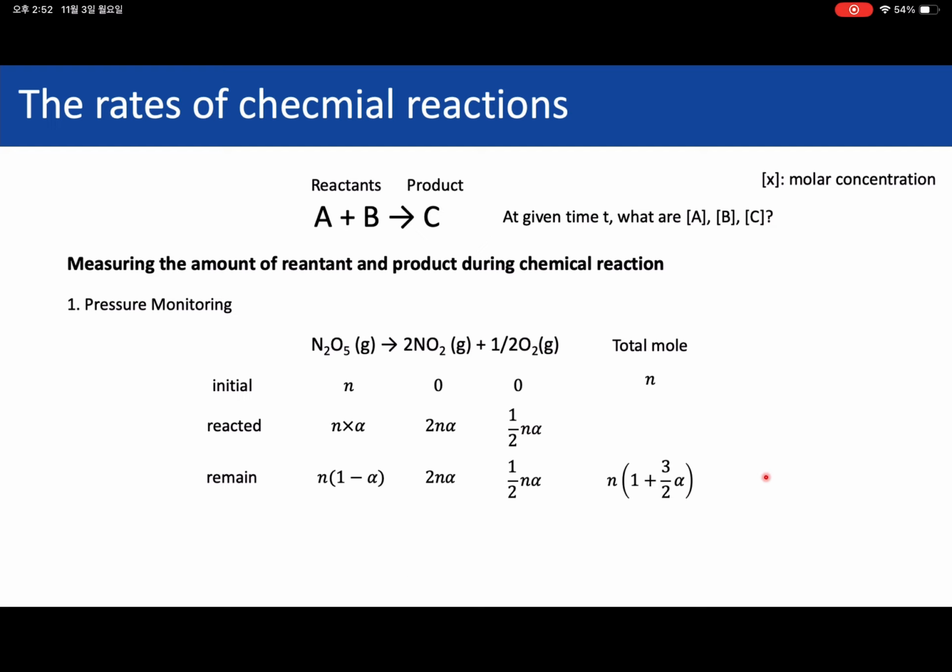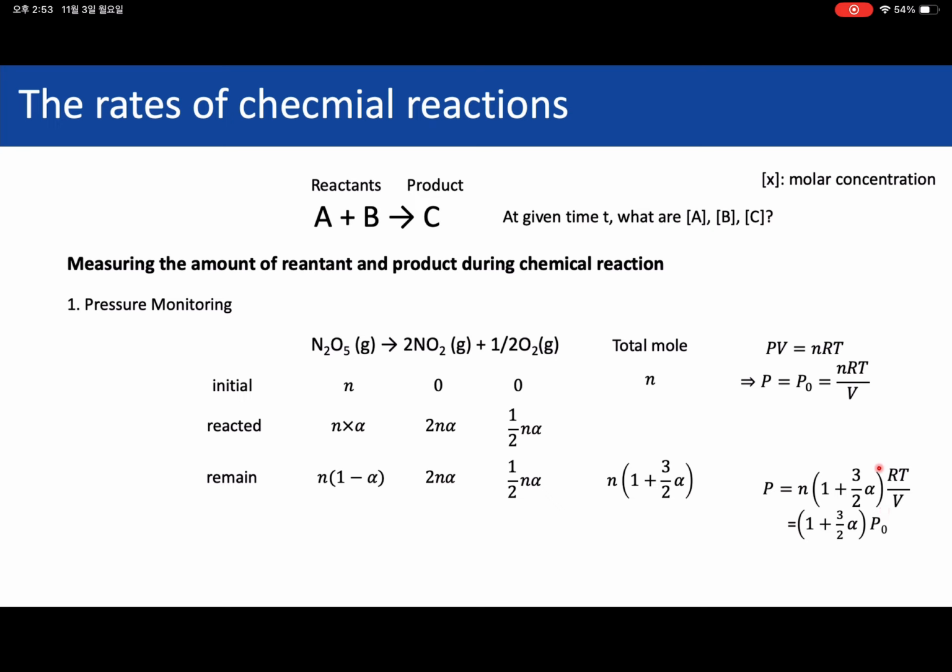So then let's calculate the pressure of the system using the given information. Using the ideal gas law, we can estimate the pressure of the initial state, which is P0 equals nRT over V. If we assume that V and T are constant, then we can also calculate the pressure of the state after the reaction, and the pressure is n(1 plus 3 over 2 alpha) multiplied by RT over V.